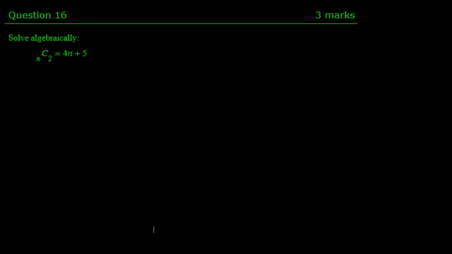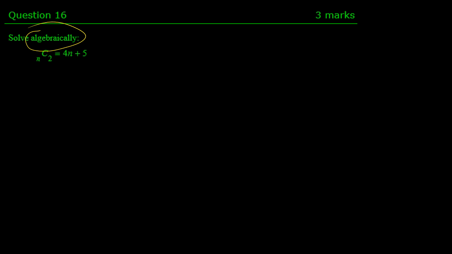Question 16, worth 3 marks: solve algebraically, n choose 2 equals 4n plus 5. So this is noticeably on the non-calculator part, and they want it, of course, solved algebraically. So trial and error, just putting in random values for n and seeing if it satisfies the equation, will not work. So we have to use our formula as the first step.